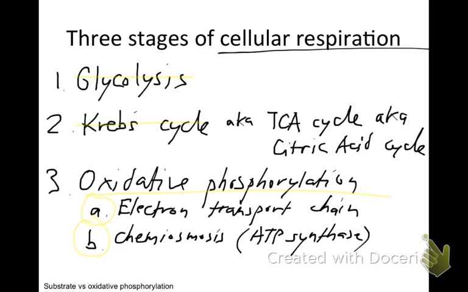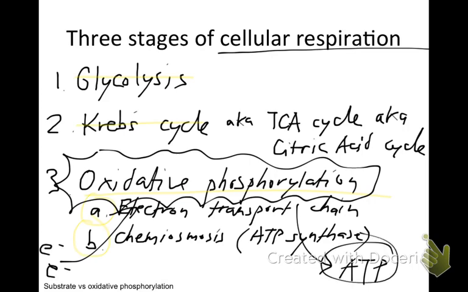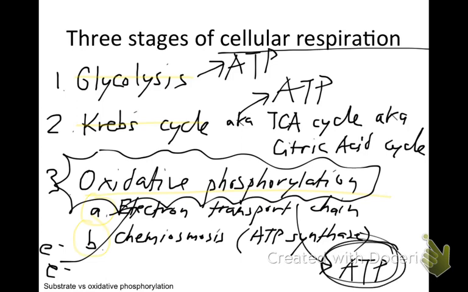One last thing I want to mention is that this process right here, oxidative phosphorylation, is where most of our ATP is made. This is where we're really going to cash in those coins, those electrons, those tokens, and produce loads of ATP. There is some ATP made in these two other processes, but really most of the ATP is going to be made in the third one.